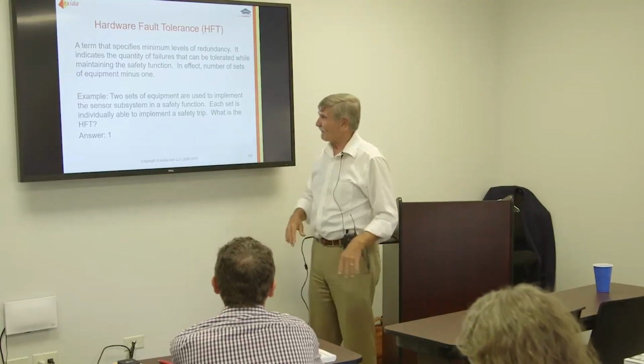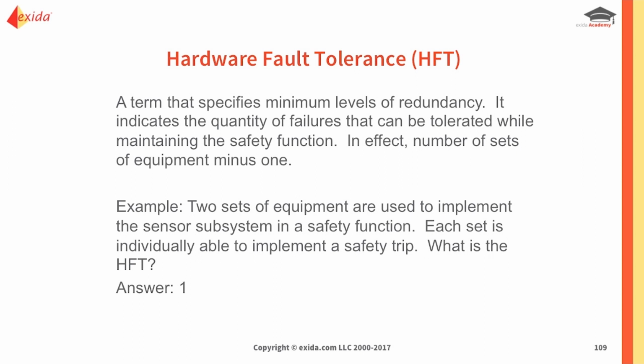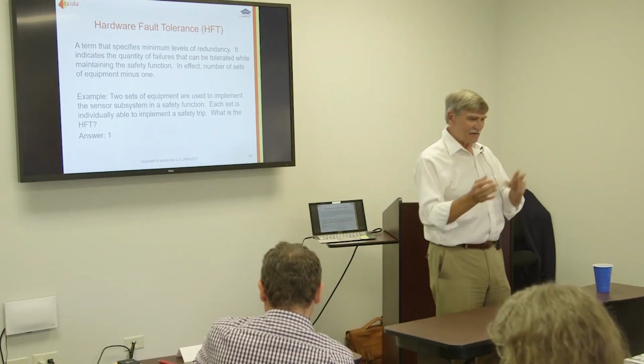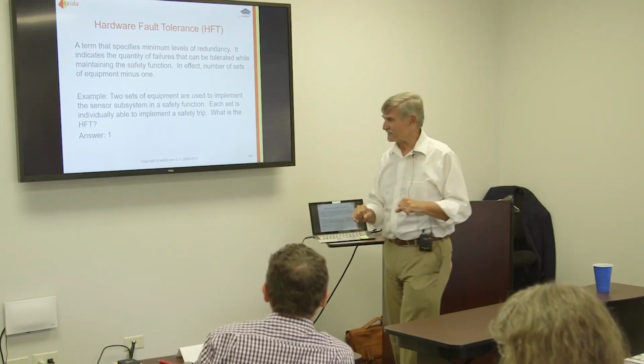And anyway, two sets of equipment are used in the sensors. Either one can tell me if the pressure goes too high. That's an HFT equals 1, as long as the PLC is programmed to trip if either one says to trip. We can also program it to do the opposite, in which case HFT is no longer 1.